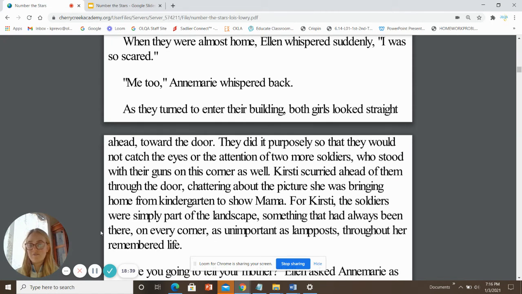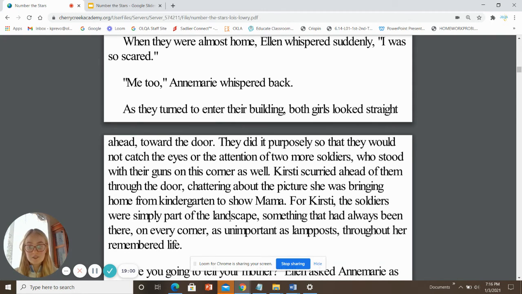Kirsty scurried ahead of them through the doors, chattering about the picture she was bringing home from kindergarten to show Mama. For Kirsty, the soldiers were simply a part of the landscape, something that had always been there, on every corner, as unimportant as lampposts throughout her remembered life.